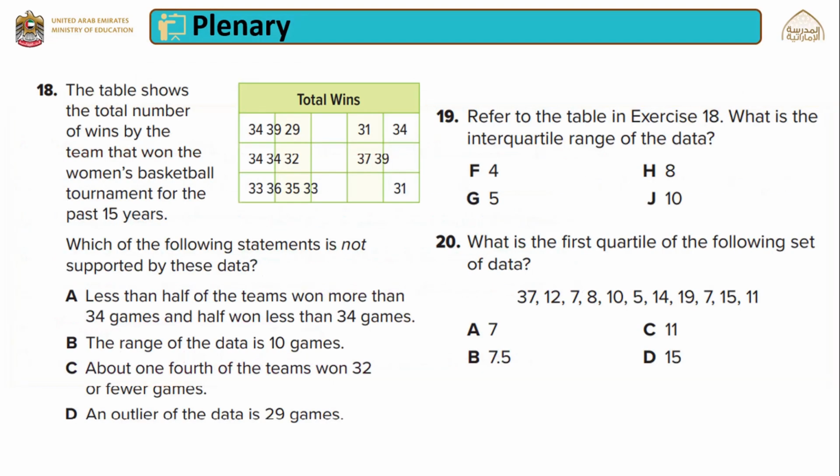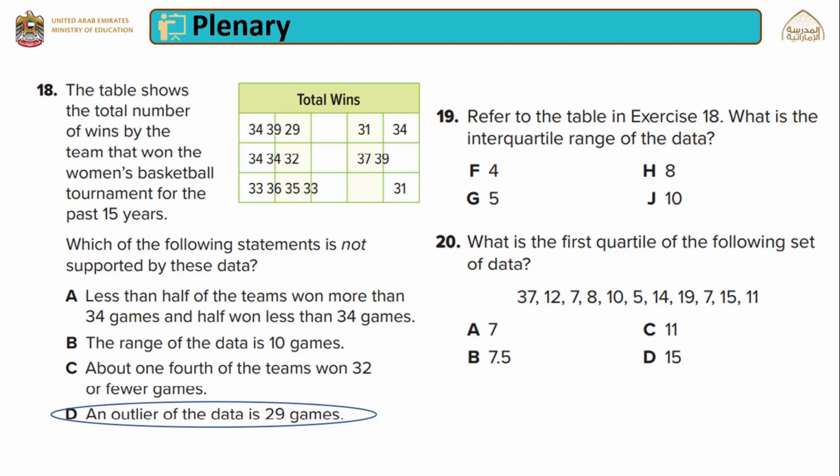Plenary. The table shows the total number of wins by the team that won women's basketball tournaments for the past 15 years. Which of the following statements is not supported by these data? Less than half of the teams won more than 34 games and half won less than 34 games. The range of the data is 10 games. About one-fourth of the teams won 32 or fewer games. An outlier of the data is 29 games. By finding the outlier of the data, we can observe that 29 is an outlier value of this data.